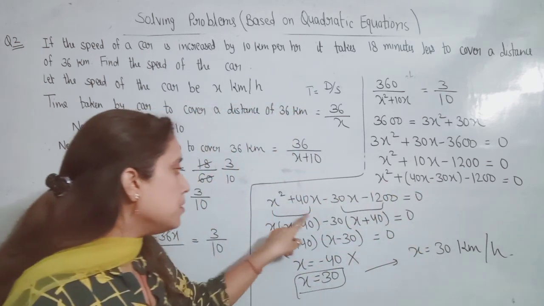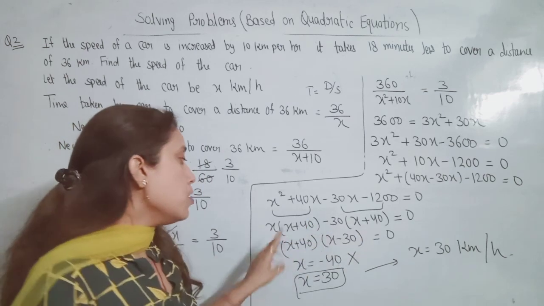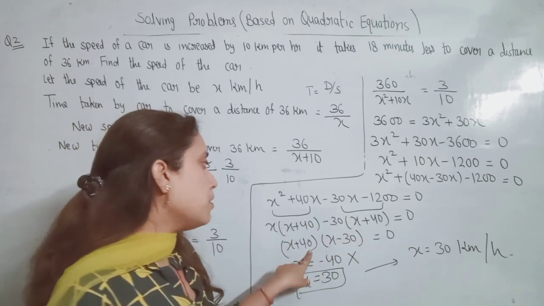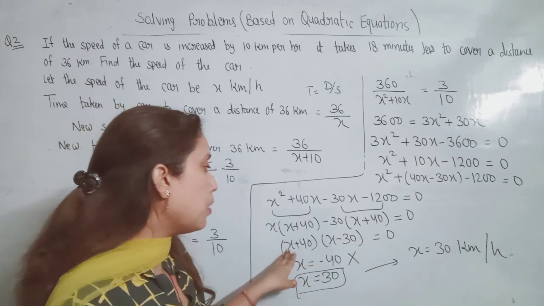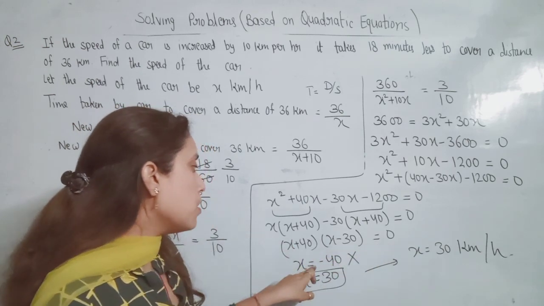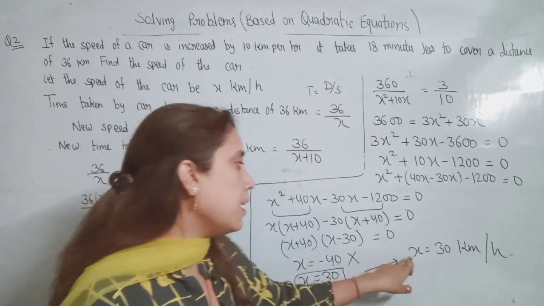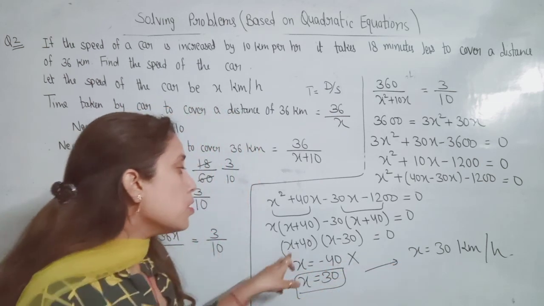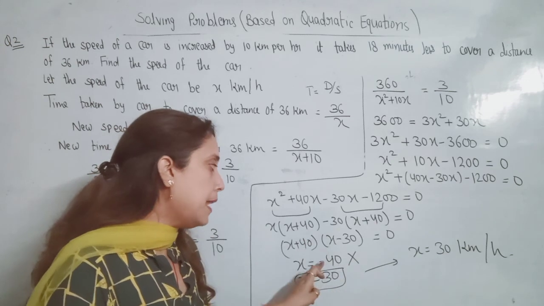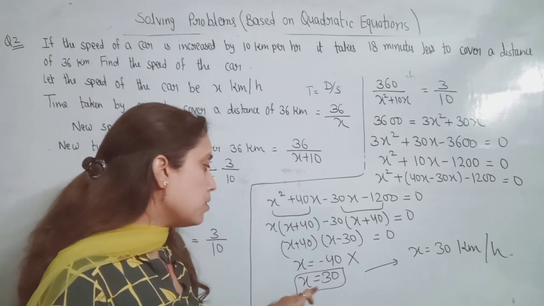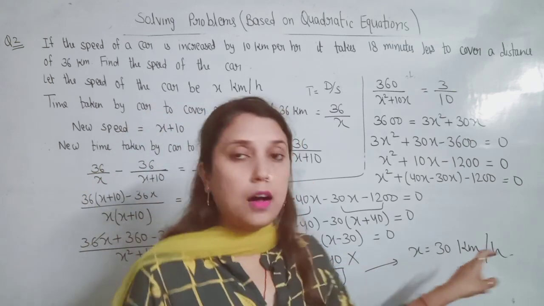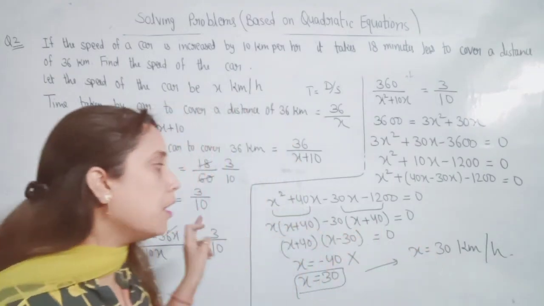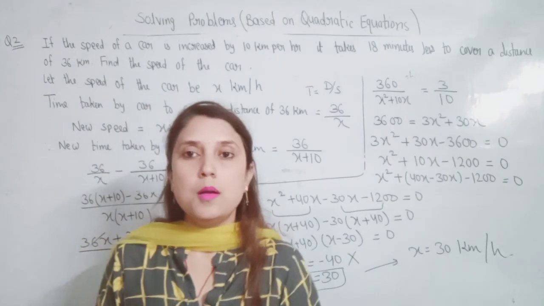Okay beta, so it will be x square plus 40x minus 30x minus 1200. Make the pairs, take the common. So the two factors are x plus 40 and x minus 30. When we equate with 0, x is equal to minus 40 and x is equal to 30. Speed can't be negative, so we take x is equal to 30. So the speed of the car will be 30 kilometer per hour.